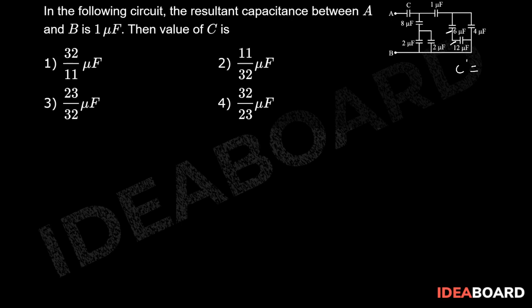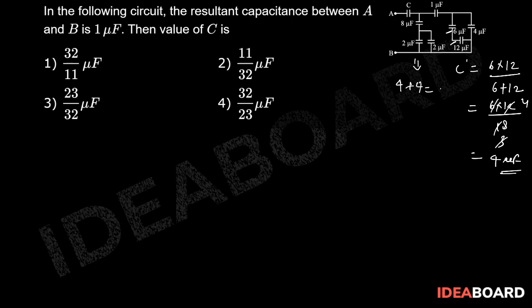So let's say this is C dash, which will give 6 into 12 upon 6 plus 12, C1 C2 upon C1 plus C2. This is the formula. So 6 into 12 by 18, so this will be 3 and this will be 4 microfarad. Now this 6 and 12 combination is 4, and 4 will be in parallel. So this 4 and 4 will give you 4 plus 4, 8 microfarad, right? Which we can say C double dash.